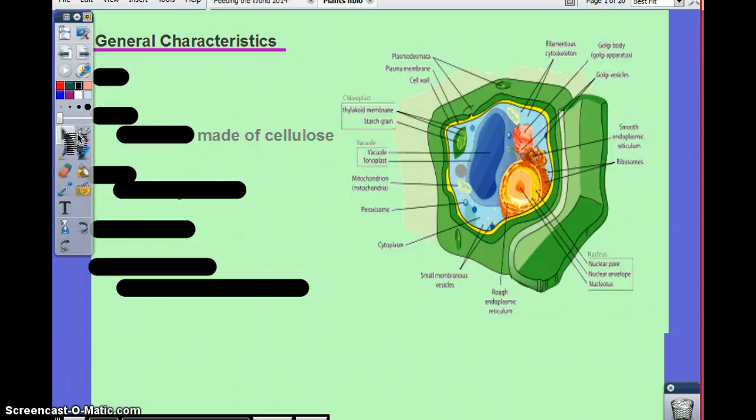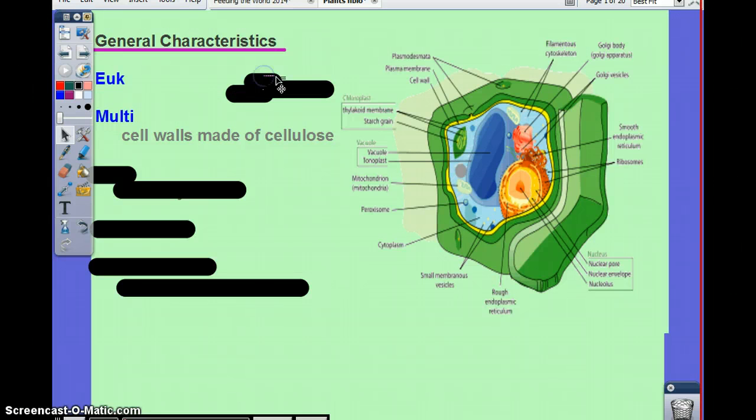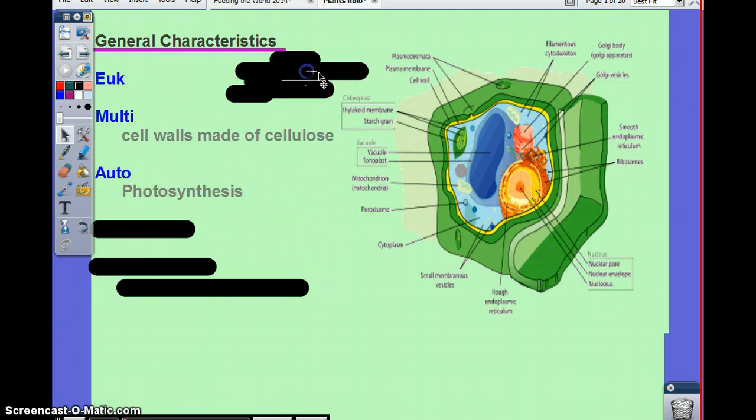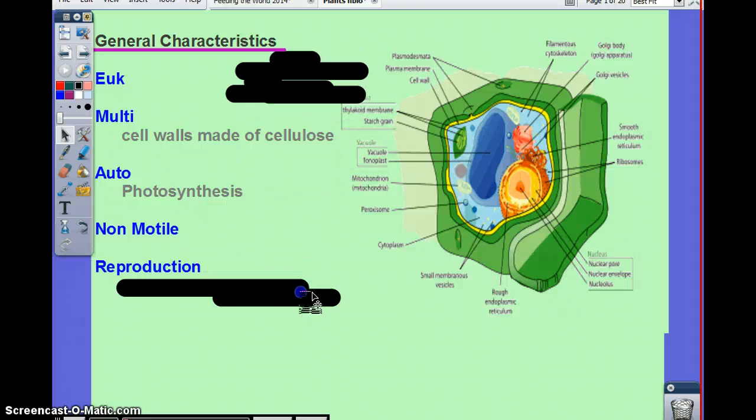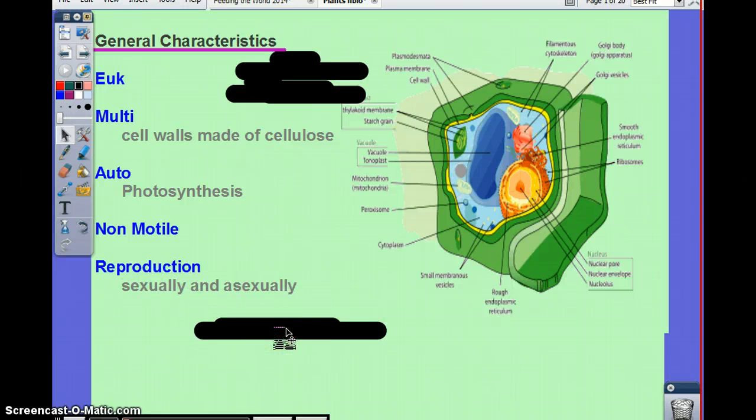Moving on to general characteristics of plants. What are they? Cell wall. Well, yeah, they have a cell wall made of cellulose. They're multicellular. Good. Eukaryotes. Autotrophs. How do they make their own food? Photosynthesis. So you're going to learn that whole process now. What else? Last characteristic. Yeah. They're non-motile. And then some extra facts of reproduction. They reproduce sexually and asexually.